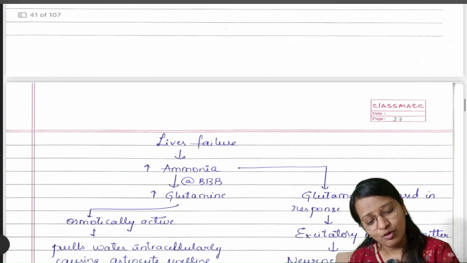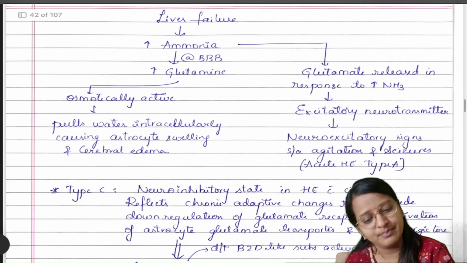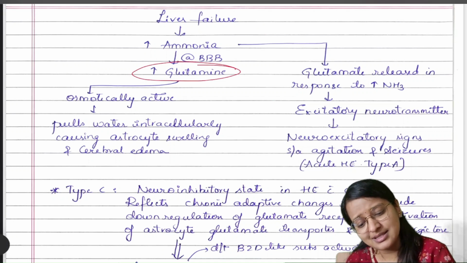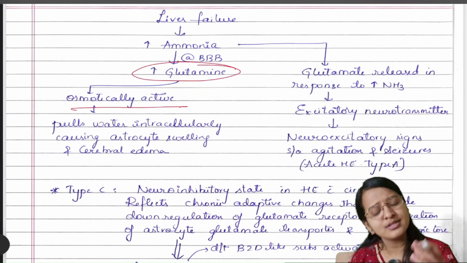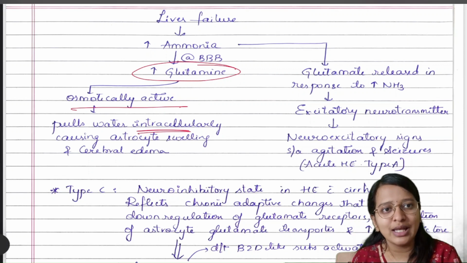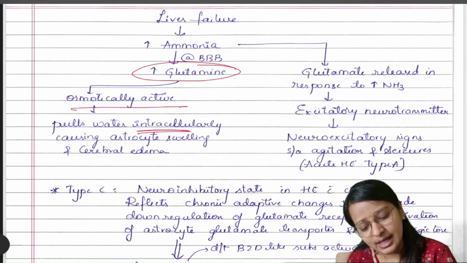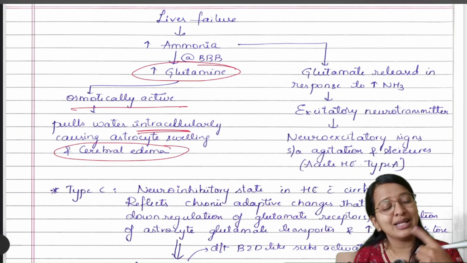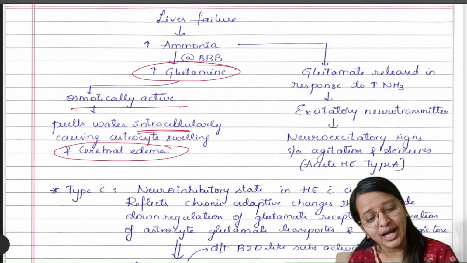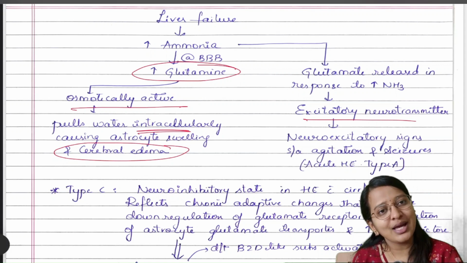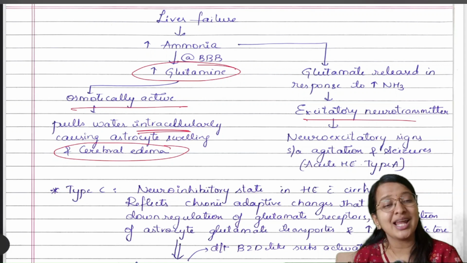Okay. So what does this glutamine do? In liver failure, increased ammonia, increased glutamine is present. This is osmotically active and pulls the water intracellularly, causing astrocyte swelling and finally leading to cerebral edema. And also the glutamate, which is being released to combine with ammonia, has an excitatory effect. So there will be neuroexcitatory signs such as agitation and seizures.